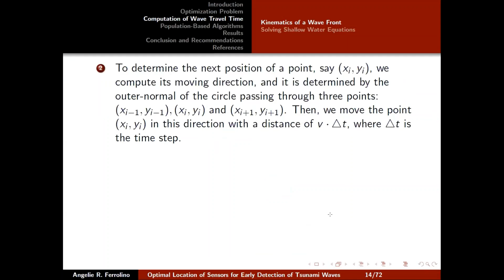So, to determine the next position of a point, say (xi, yi), we will compute its moving direction, and it is determined by the outer normal of the circle passing through these 3 points here, or the neighbor points of (xi, yi) and (xi, yi). Then, we will move the point (xi, yi) in this direction with a distance of v times delta t, where delta t is the time step. Doing this step to all the computational points, we will obtain the wave propagation of the initial wavefront at the time instant t equals delta t. Then we will repeat the entire process until we reach the boundaries of the domain.